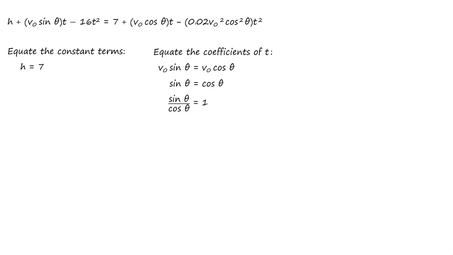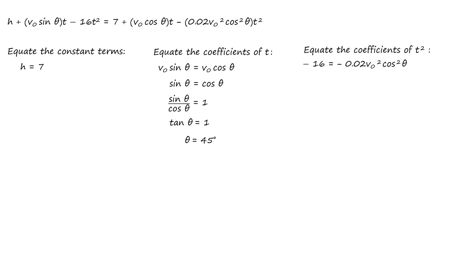Divide each side of the equation by cos(θ). sin(θ)/cos(θ) = 1. Rewrite the left side of the equation as tan(θ). tan(θ) = 1. Tangent of θ is equal to 1 when θ = 45 degrees.